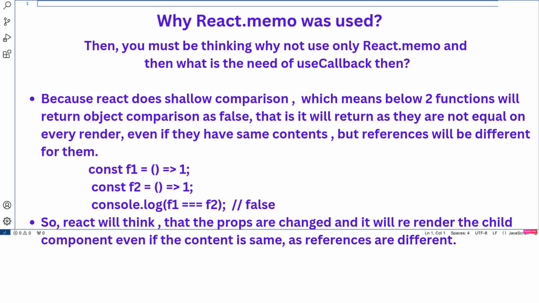Then, you must be thinking, why not use only React.memo, and what is the need for useCallback then? Because React does shallow comparison, which means two functions will return an object comparison of false. That is, they will be treated as not equal on every render, even if they have the same contents, because the references will be different. So, React will think that the props have changed and it will re-render the child component even if the content is the same, as references are different.